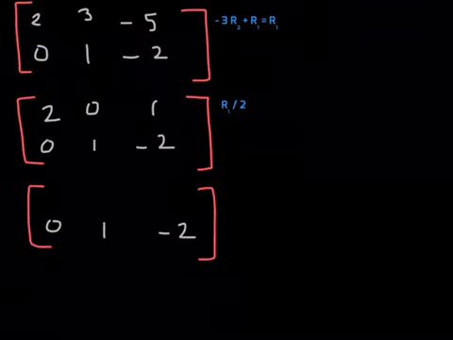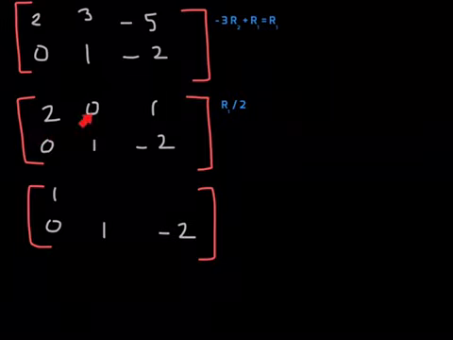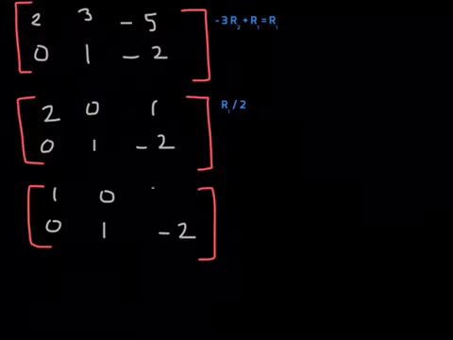Okay, so 2 divided by 2 is 1, and that's what we wanted. 0 divided by 2 is 0, and 1 divided by 2 is 1/2. Finally, I have a fraction, but it's at the very end, and I'm done already.